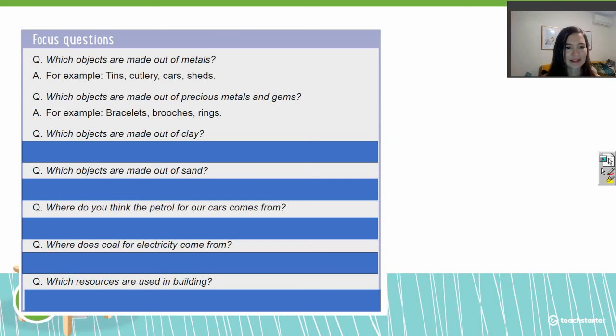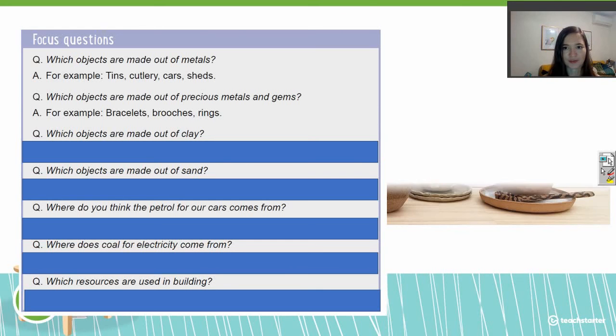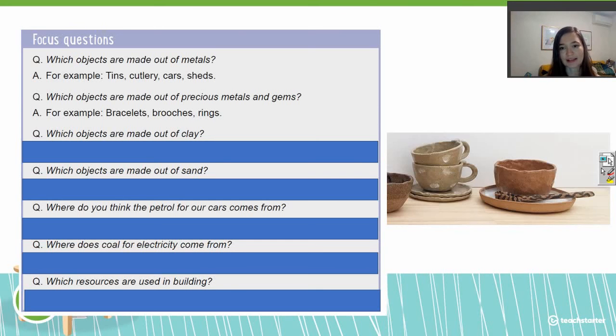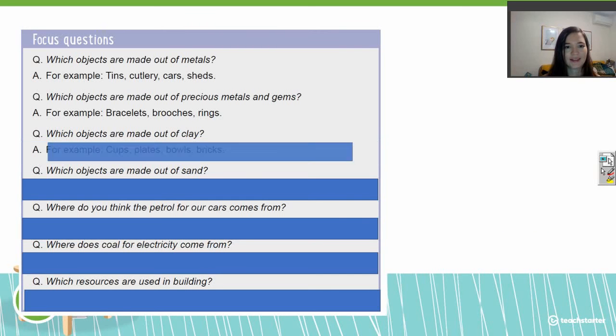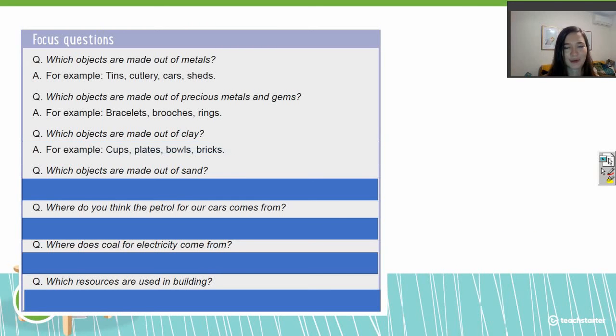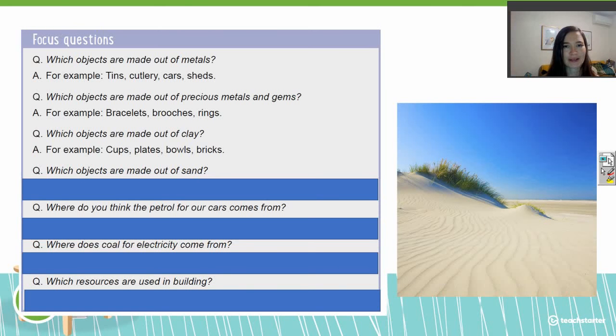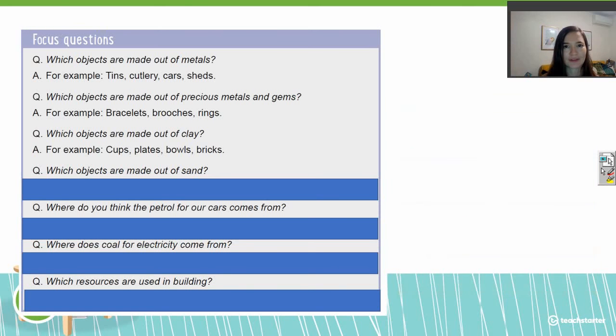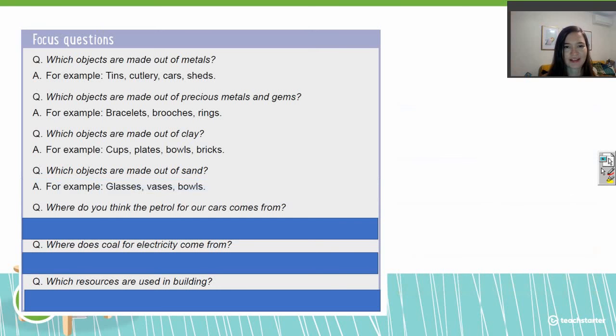Now we had a look at some clay things in that slideshow before. What are some objects that are made out of clay that you could think of? Okay, so cups, plates, bowls, bricks, they're all made out of clay. Which objects are made out of sand? It was glass, wasn't it? Vases, bowls could all be made out of glass.